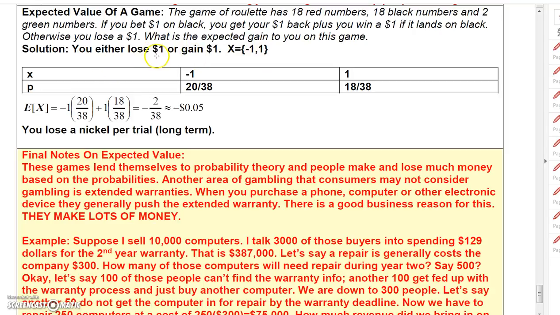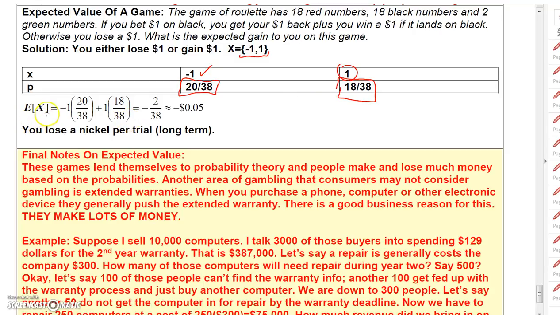Well, you know that you'll either lose $1 or gain $1. So -1, 1. Well, what's the probability you lose $1? Well, if you're going to bet on black, then there's 18 red and 2 greens that will cause you to lose money. So that's 20 out of 38 probability. And then the probability that you win $1 would be the 18 black. So 18 out of 38 is the probability.